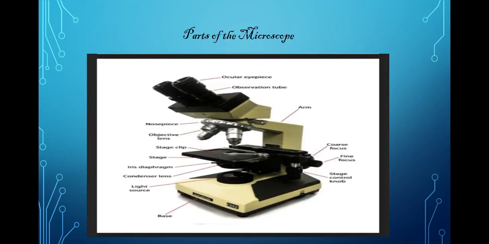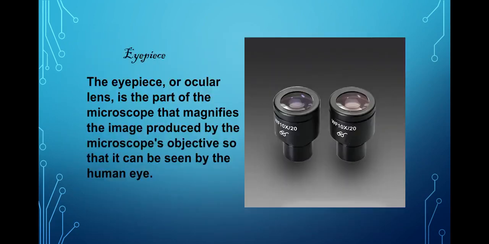So here are the parts of the microscope. First is the eyepiece. The eyepiece is the part of the microscope that magnifies the image produced by the microscope's objective so that it can be seen by the human eye. Another term for eyepiece is ocular lens.